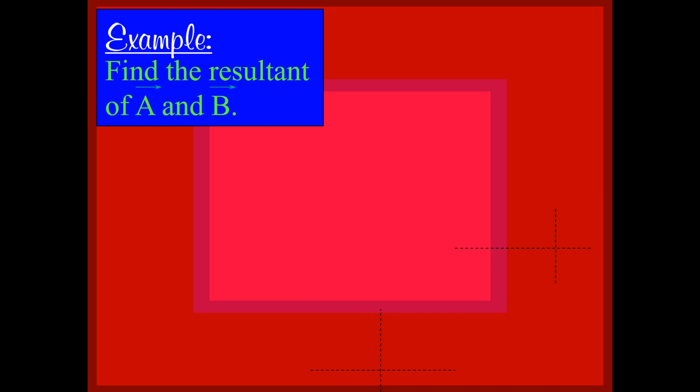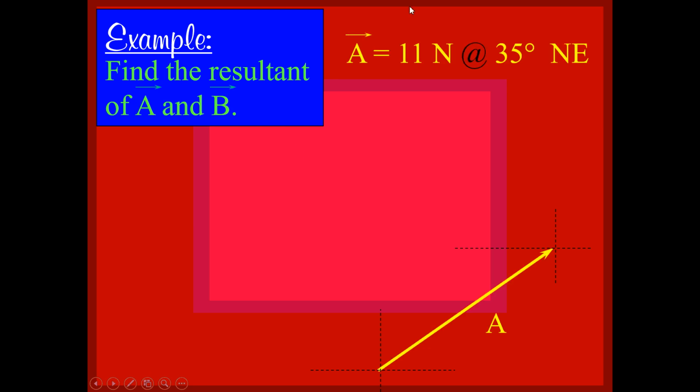Find the resultant of vector A and B, different kind of notation. They've said vector A is 11, sorry, 11 newtons, because it's a force. This is a force vector. So vector A is 11 newtons at 35 degrees northeast. So a length of 11. If you want to draw it nicely, I would draw it nicely on your picture.